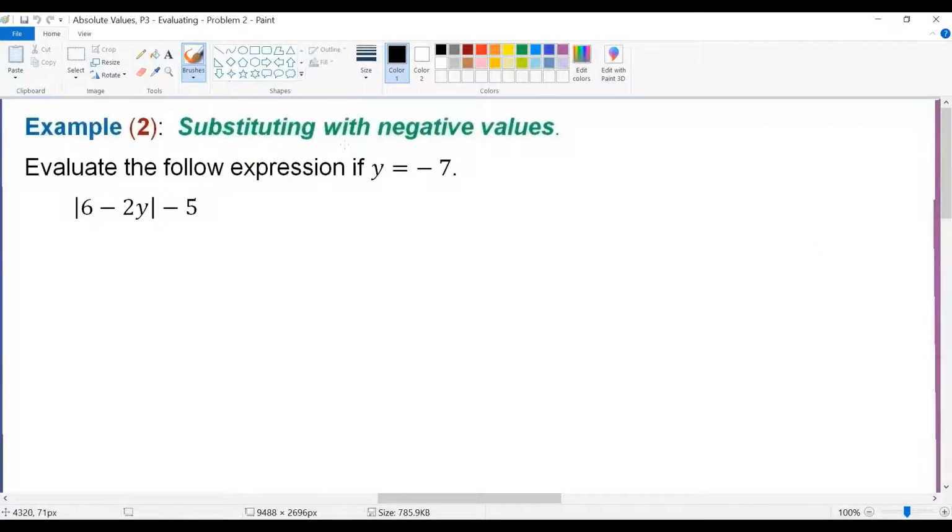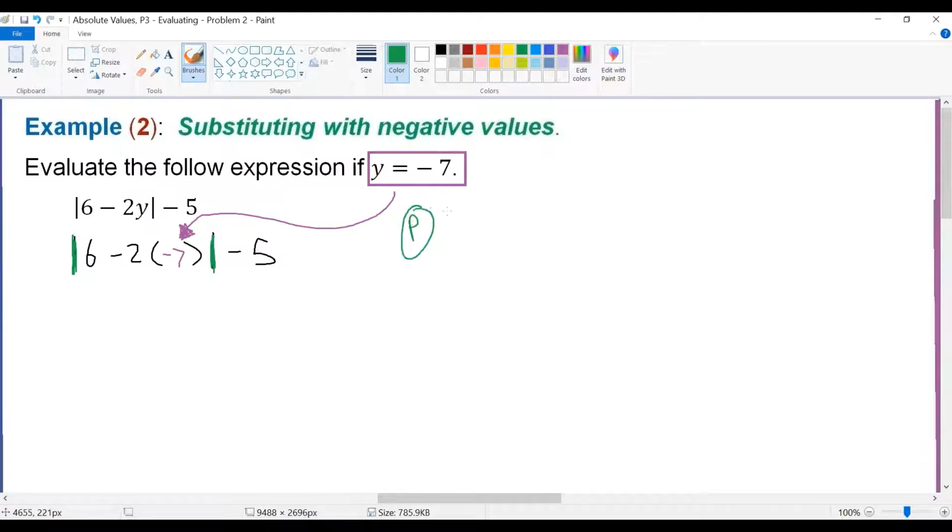Okay, in example 2, we're evaluating with negative values. So we're evaluating the following absolute value expression when y is equal to negative 7. Essentially, what we want to do is exactly what we did in example 1, where we copy down every single component, draw parentheses for where we're going to do the substitution, and then perform the substitution. So inside this parentheses here, instead of a y, we're going to replace it with negative 7. We're going to remind ourselves to follow order of operations.